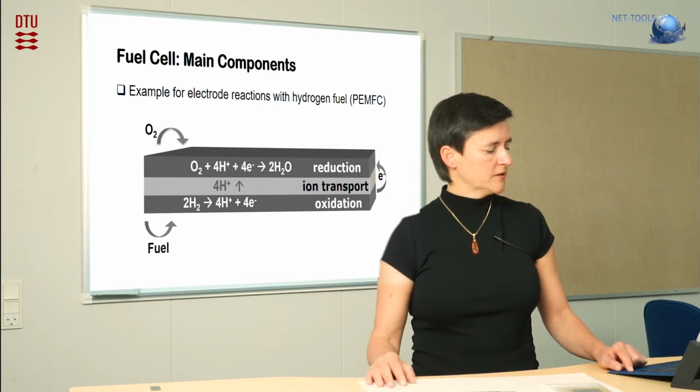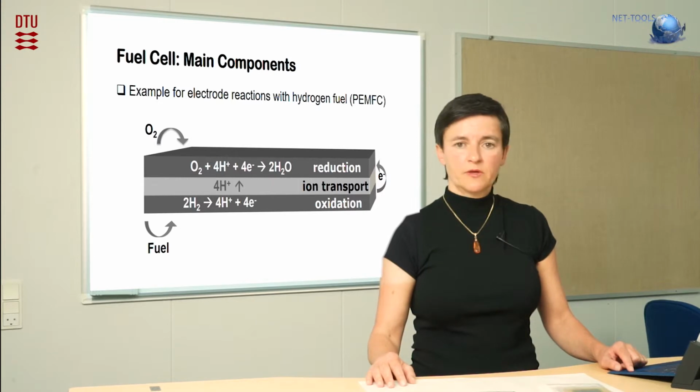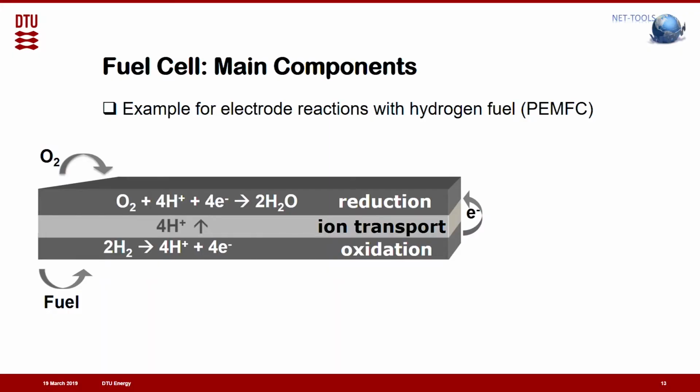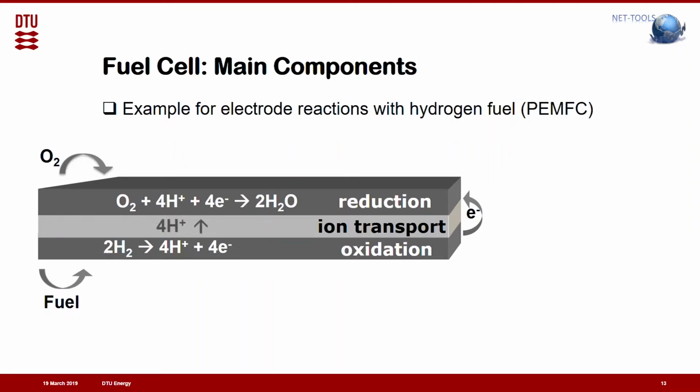Here I have a specific example of fueling a low temperature fuel cell with hydrogen. On the anode side you oxidize hydrogen, and you obtain protons and electrons. The protons travel through the electrolyte to the cathode, while the electrons go through an outer circuit because the electrolyte is an electrical insulator. On the cathode side, oxygen reacts with the protons under consumption of the electrons from the outer circuit, forming steam.